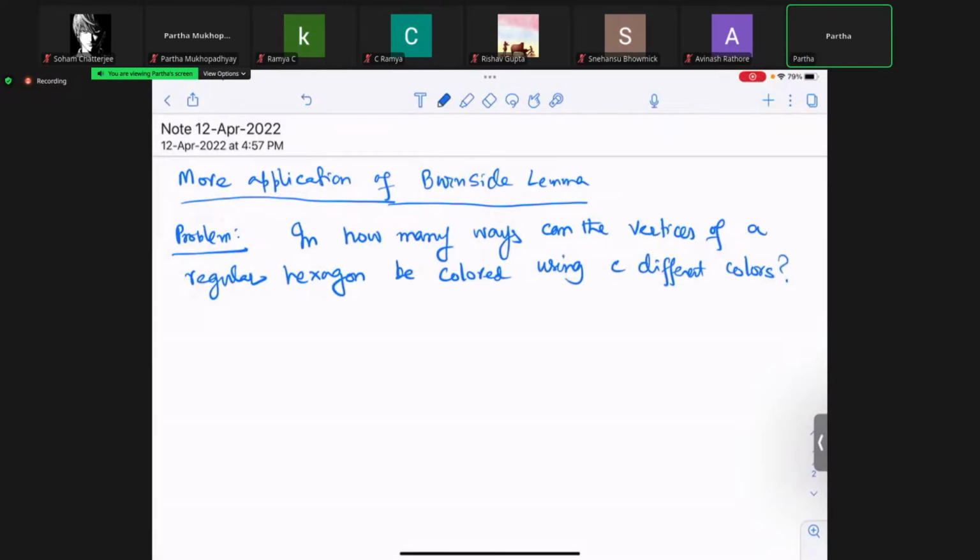And recall, what was the setting of Burnside's lemma? There is some relevant group associated with your problem, often a group of symmetry, and for each member of the group of symmetry, you compute its fixed points on the set where it is acting, and then you add them and divide by the order of the group, and that gives you the number of distinct configurations that we are bothered about in this line of problems.